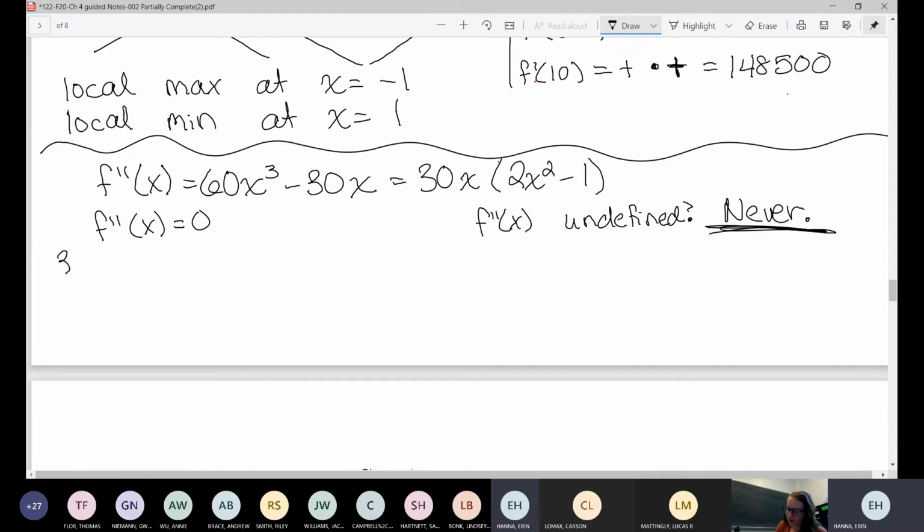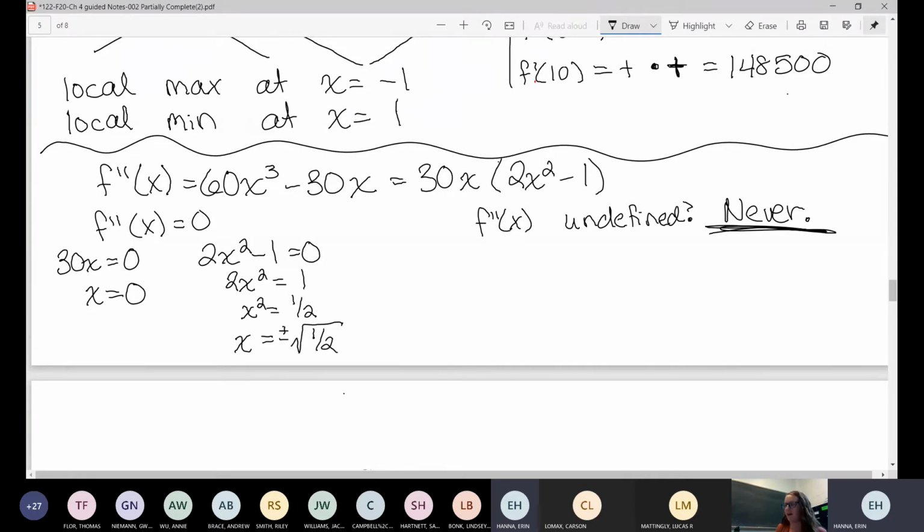And then for setting it equal to 0, we have that case again where we split it up into pieces. So 30x equals 0 is going to give us that x equals 0. And now we're going to encounter our first kind of gross answer for x. We take the square root here, we'll get plus minus the square root of 1/2. I'm going to leave it like that.